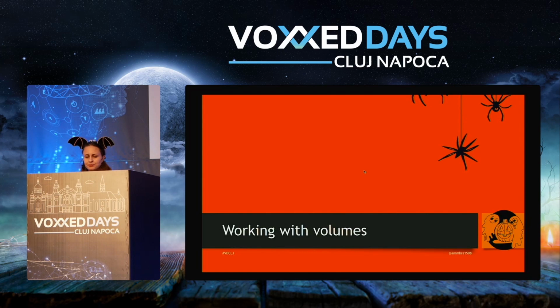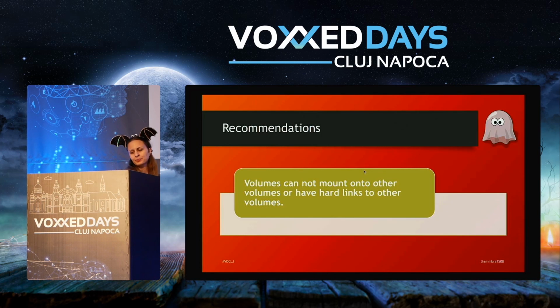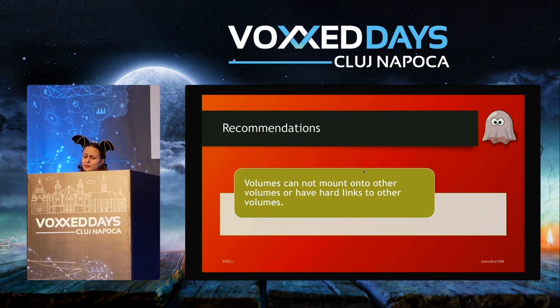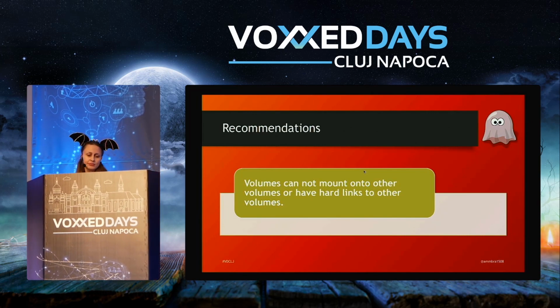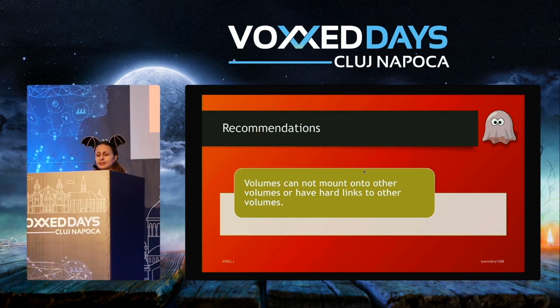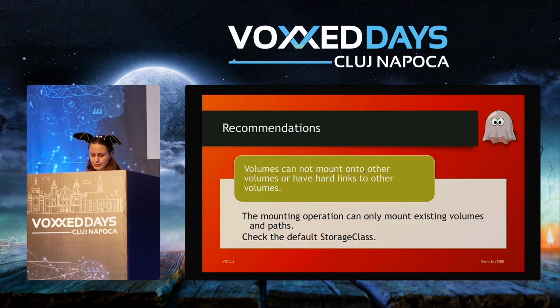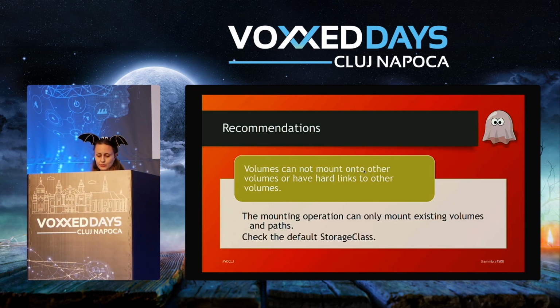Last but not least is about working with volumes. There's something in the documentation that a lot of people do not look into. This phrase kind of marked my last month: volumes cannot mount onto other volumes or have hard links to other volumes. There was a situation where we did a hard link to another volume, and we were not seeing why it was not working as expected until we found this line. The mounting operation can only mount existing volumes in paths. So this is one thing to be known.